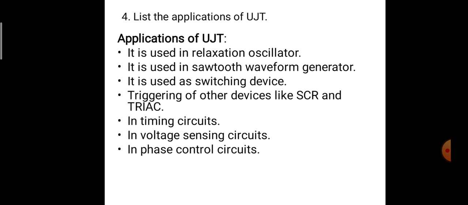Next question. List the applications of UJT. UJT is used in relaxation oscillator. It is used in sawtooth waveform generator. It is used as a switching device. UJT is used for triggering of other devices like SCR and TRIAC, in timing circuits, in voltage sensing circuits, in phase control circuits.